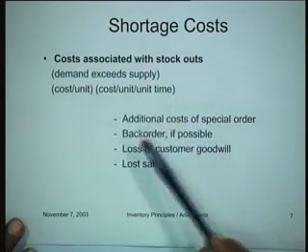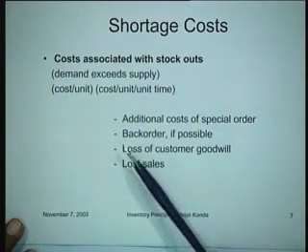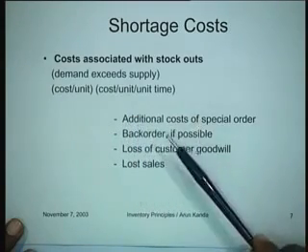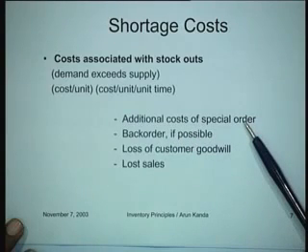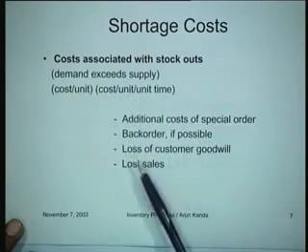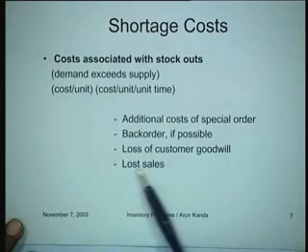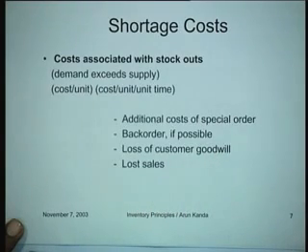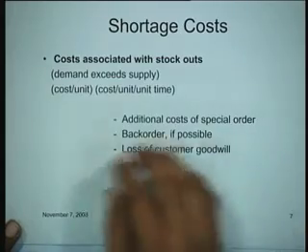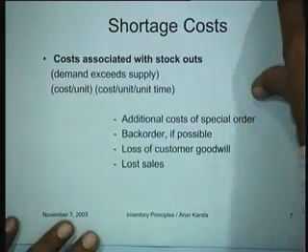And typically these costs would consist of components like additional costs of a special order, right? Because if something is not available in stock, and you have a special customer for whom you have to make it, then the additional cost of making the special order is a shortage cost. Back order, if possible, of course, then it's okay. But there is loss of customer goodwill and there are lost sales, both. So these are the kinds of components typically associated with shortage costs.